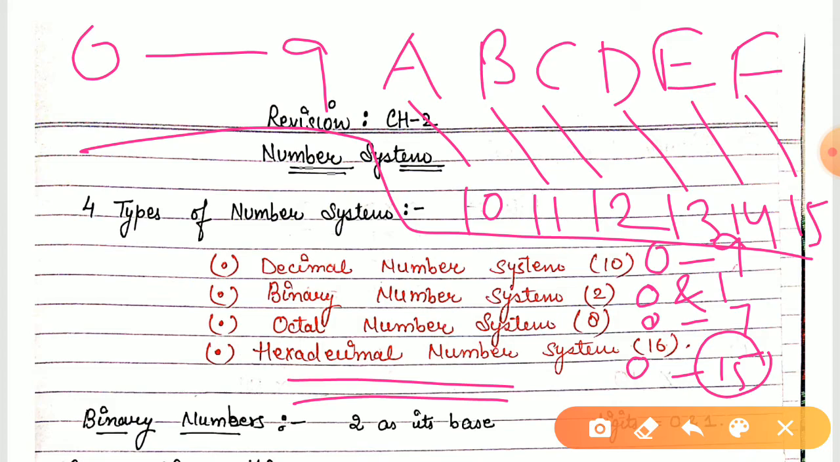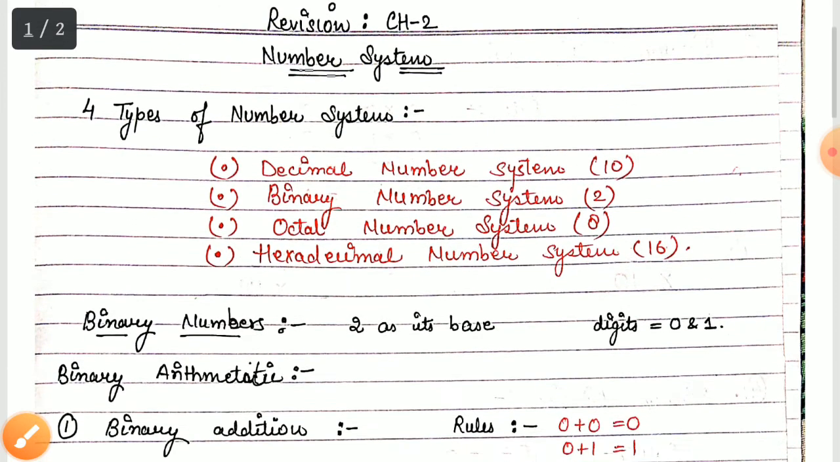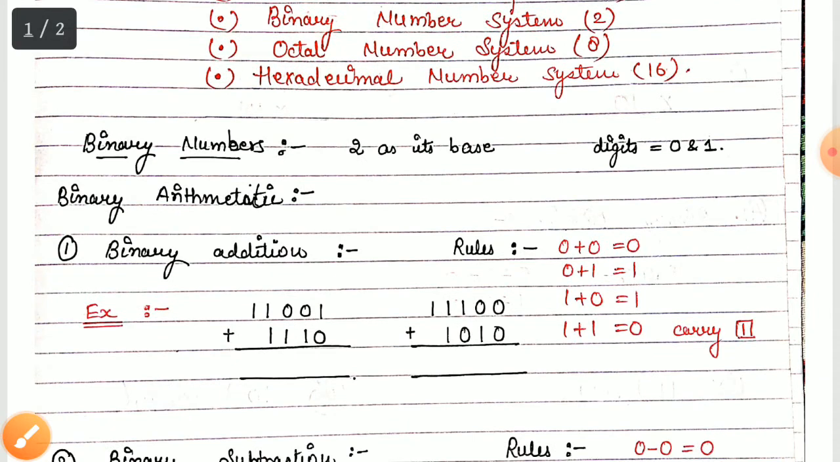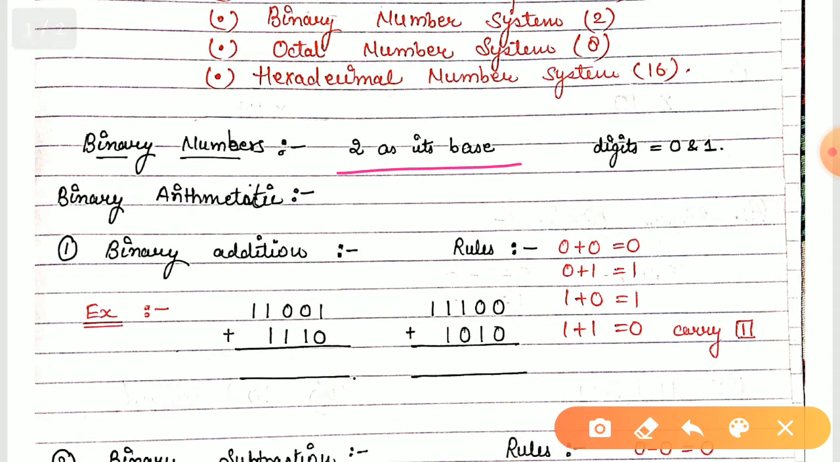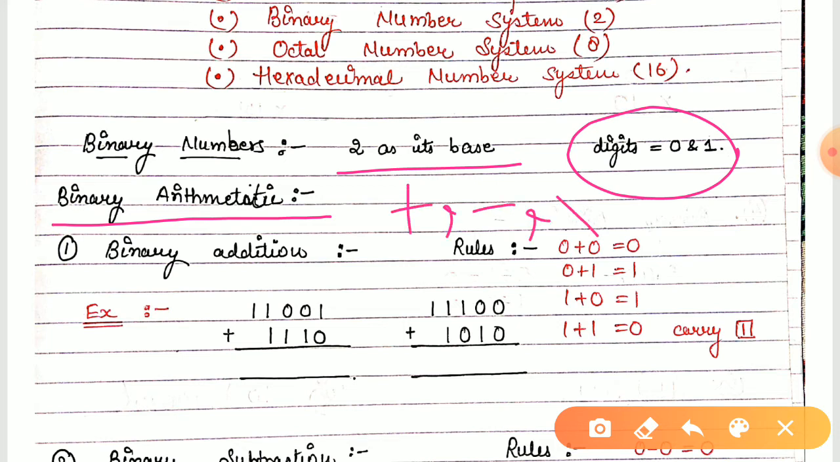Okay. Now moving further, we are having binary numbers. As you already know, 2 is its base and digits are 0 and 1. So we are having some binary arithmetic on those numbers as well. In this chapter, we are going to see the arithmetic portion of binary numbers. By arithmetic, you already know we are having addition, subtraction, multiplication and division with us, right? So all these 4 things we will study one by one.